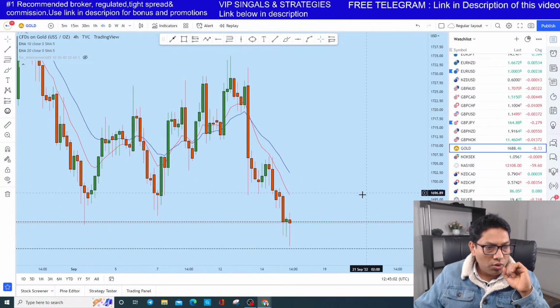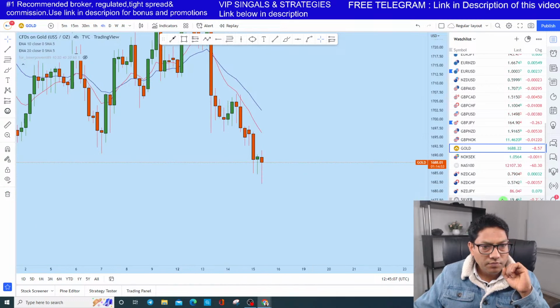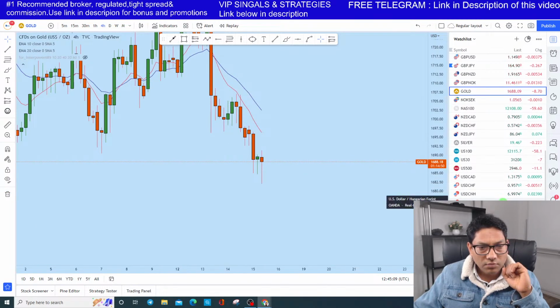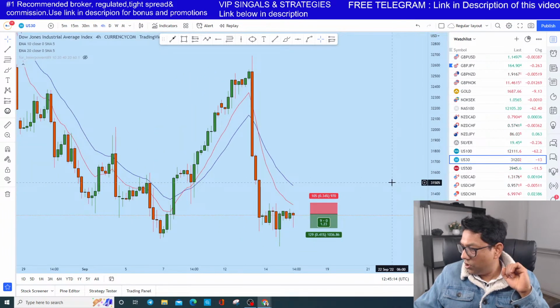So gold also, okay, so gold also has gone up a little bit. US 30 did the same thing, a little bit of upward movement.